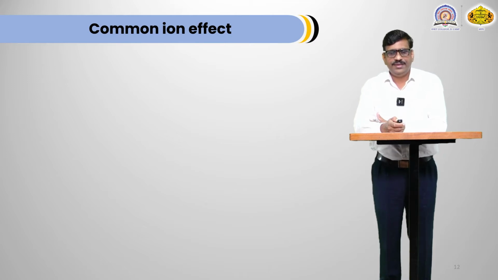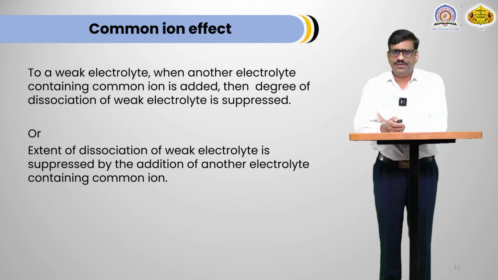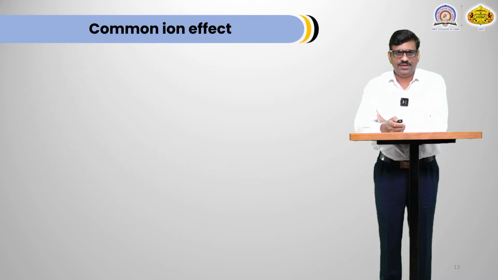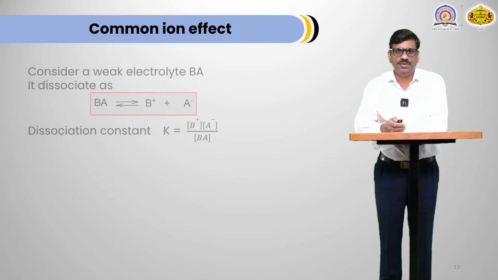Now for gravimetric analysis, the common ion effect is very important. Common ion effect means that to a weak electrolyte, when another electrolyte containing a common ion is added, then the degree of dissociation of the weak electrolyte is suppressed. This is the definition of common ion effect. Another definition: the extent of dissociation of a weak electrolyte is suppressed by addition of another electrolyte containing a common ion. This is the example which can be used to explain what the common ion effect is.